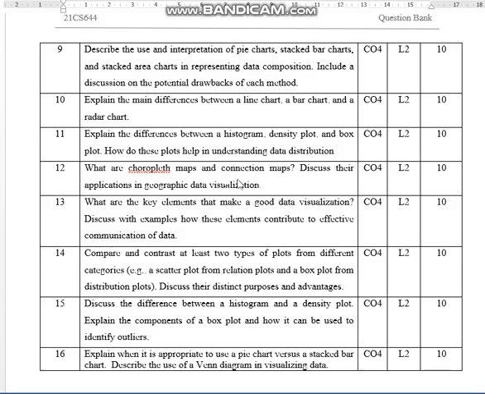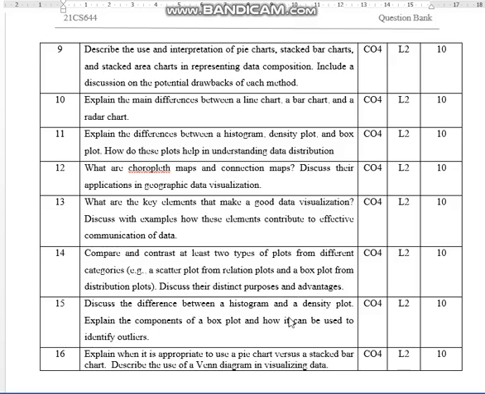What are choropleth maps and connection maps? Discuss their application in geographic data visualization. What are the key elements that make a good data visualization? Discuss with examples how these elements contribute to effective communication of data. Compare and contrast at least two types of plots from different categories, like scatter plot from relation plots and a box plot from distribution plots. Discuss their distinct purpose and advantages.